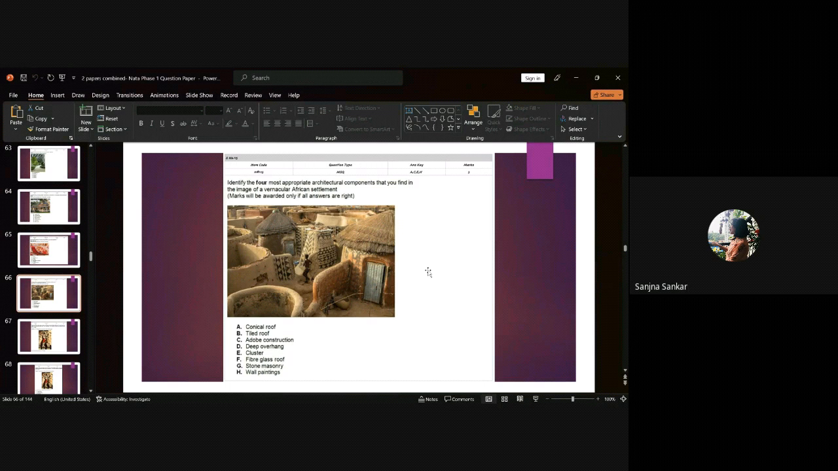Adobe construction is a type of vernacular construction which uses mud, sand, stones, usually natural, locally available materials. The next answer is cluster. So the settlement is clustered. And lastly, we see wall paintings. So the answers are option A, conical roofs, option C, adobe construction, option E, clusters, and option H, wall paintings.